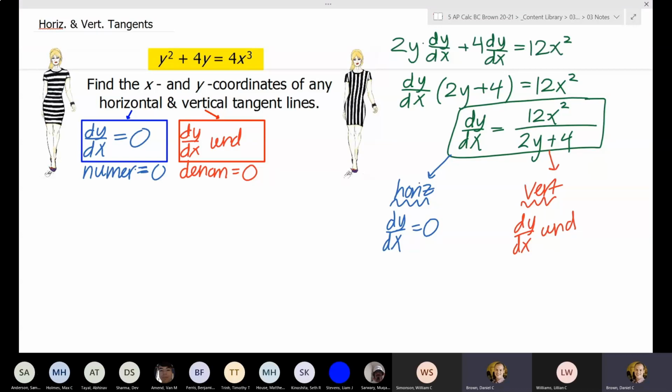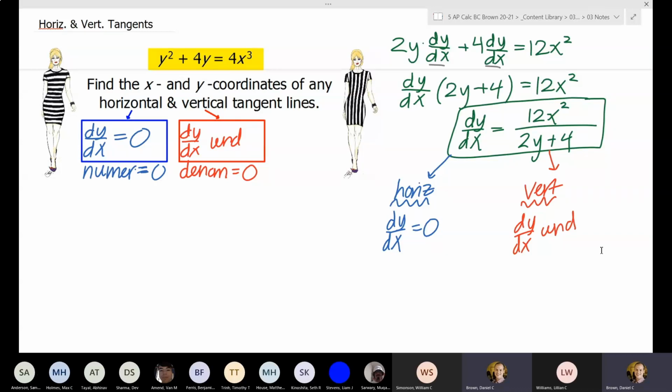Taking the derivative of y squared is 2y multiplied by the chain piece dy/dx, plus the derivative of 4y is 4 times dy/dx, equals the derivative of 4x cubed, which is just 12x squared. If I'm solving for dy/dx, this one's nice because the two dy/dx's are already on the same side of the equal sign, so I can just factor it out and then divide by what's left over. So I end up with the derivative of this graph being 12x squared over 2y plus 4.